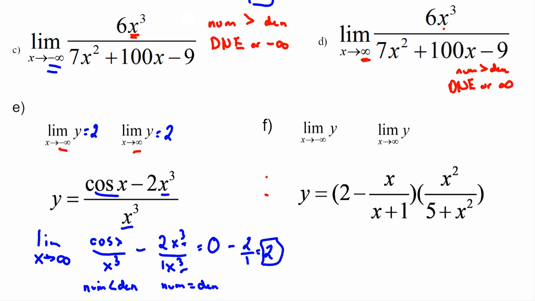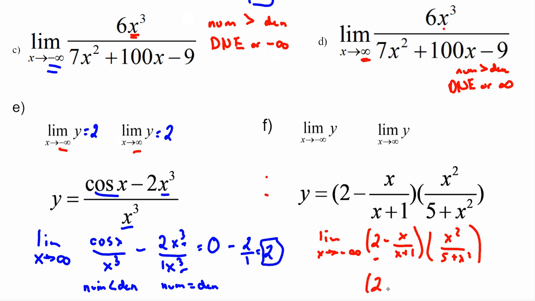Doing the same thing over here, we can start with the limit as x approaches negative infinity. Same thing, we have 2 minus x over x plus 1 times x squared over 5 plus x squared. Going through here, what's happening to 2? Well, 2 is going to be 2. We have x over x plus 1. We notice that the numerator and denominator are equal in growth rate because they both have degree 1. Therefore, it's going to be the leading coefficients, which are 1 and 1. So 1 over 1 is 1.